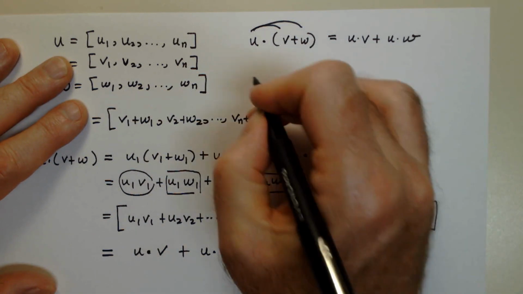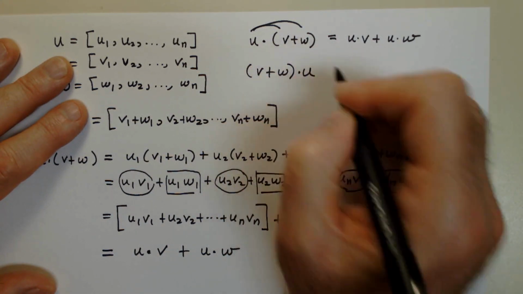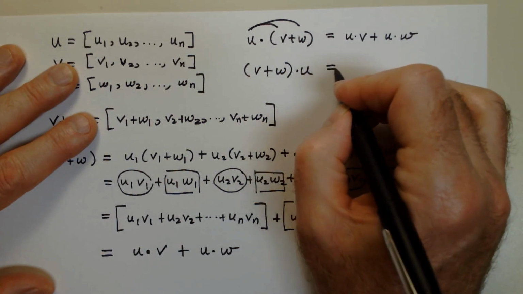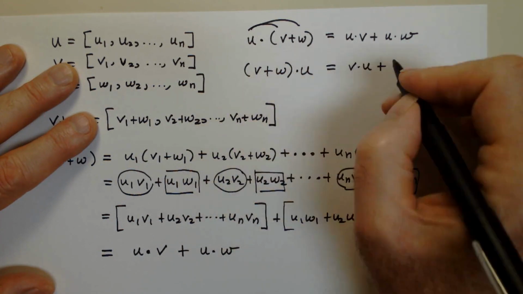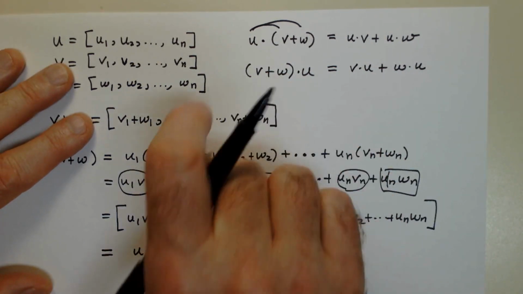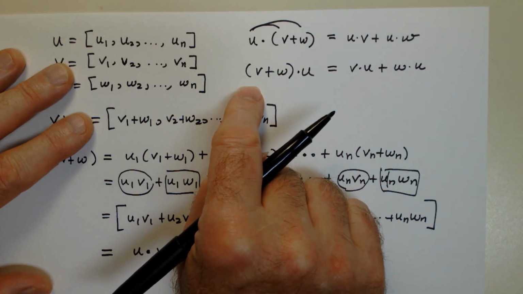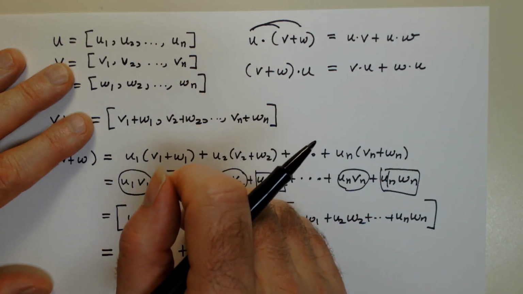So if we had v plus w dotted with u in this order, it's also equivalent to v dot u plus w dot u. In other words, that distributive law would work whether this vector sum is on the right or on the left, okay? And that's really just an artifact of the commutative law.